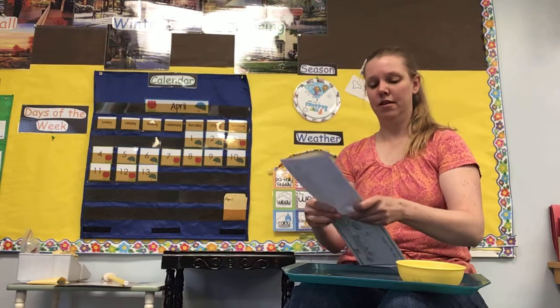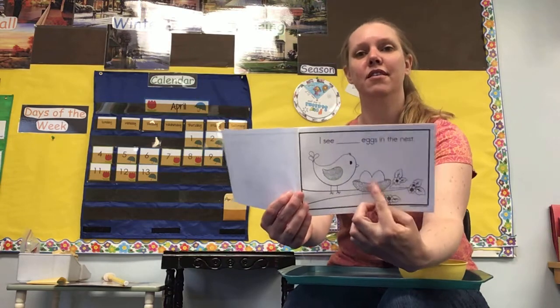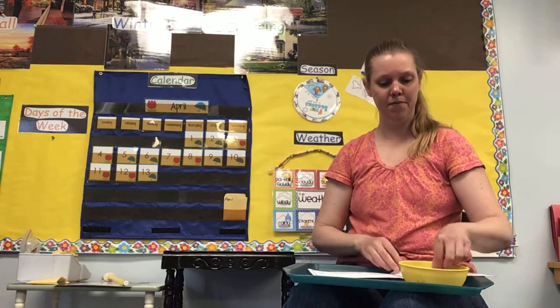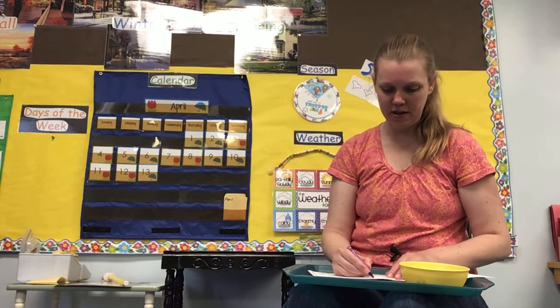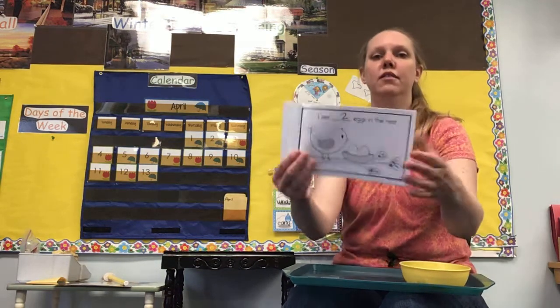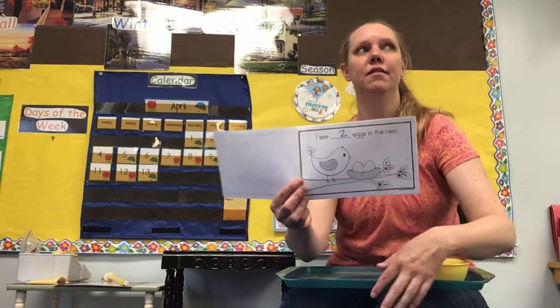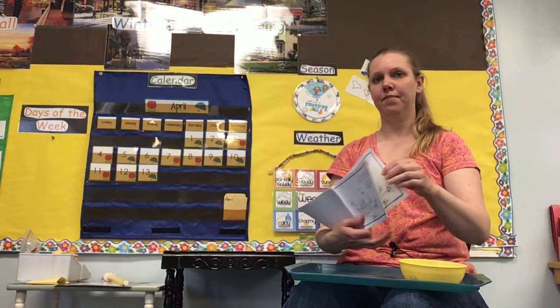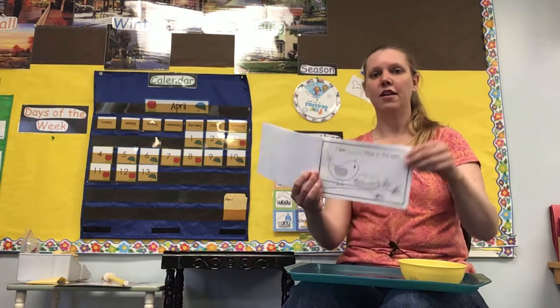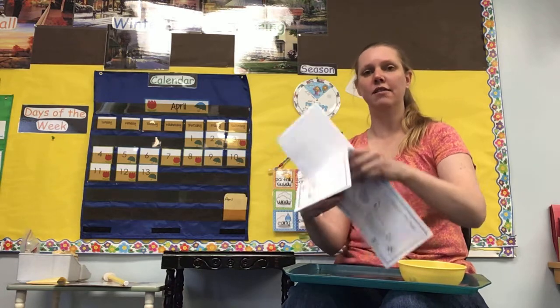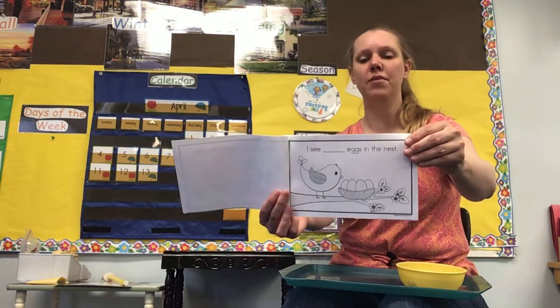All right. How many eggs are in this nest? 2. So you will write 2 up here. I'll show you. It says, I see 2 eggs in the nest. All right. And then you will keep going on each page, counting the number of eggs and writing the number up at the top.